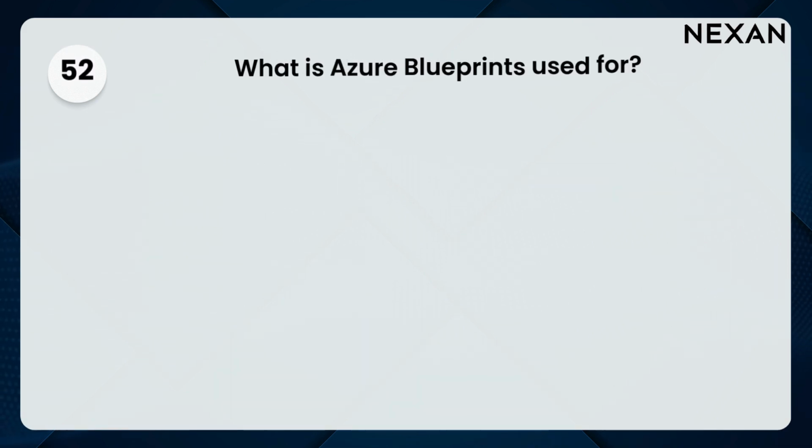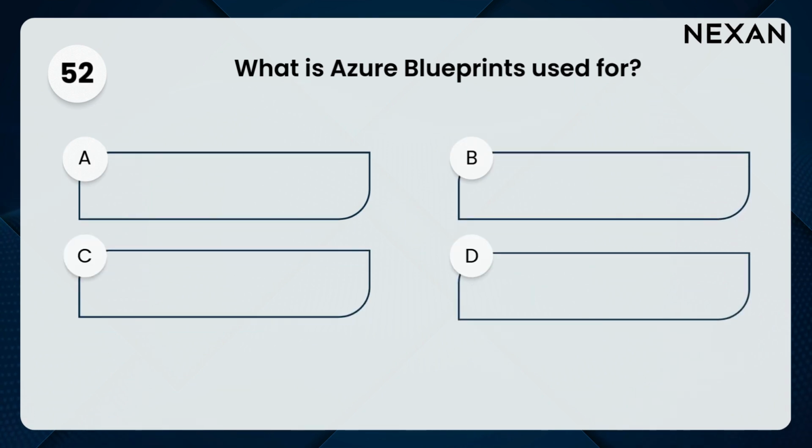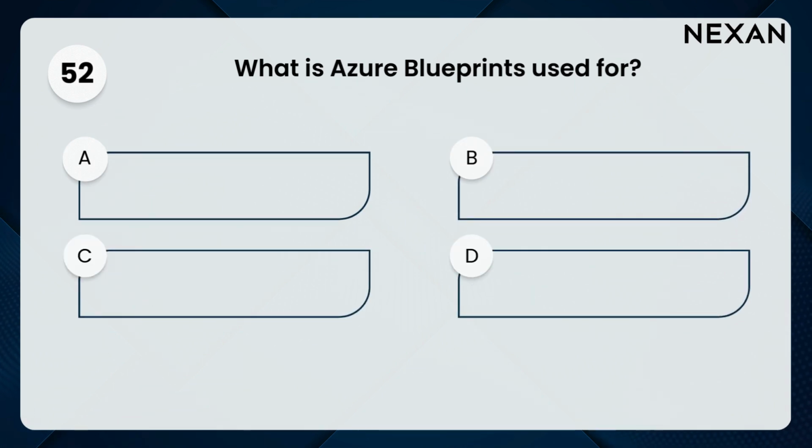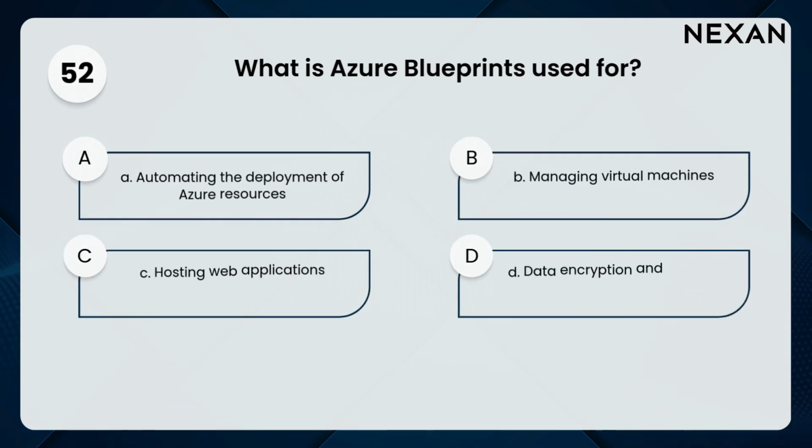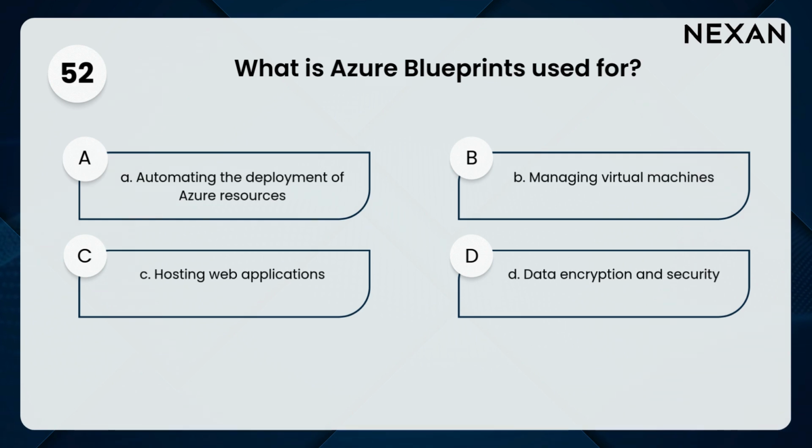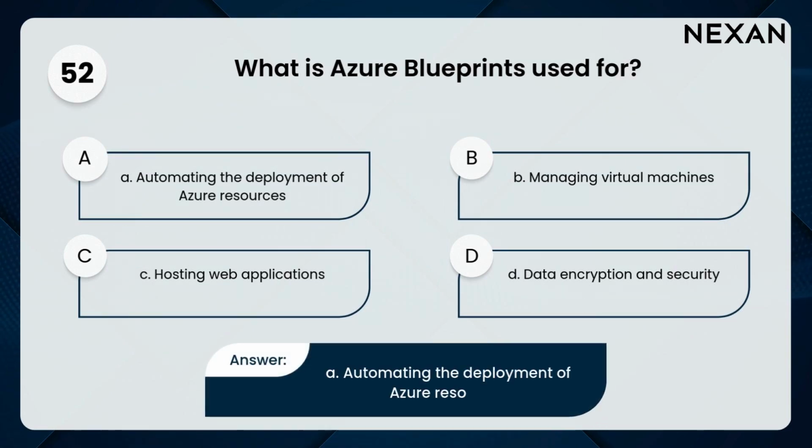52. Azure ExpressRoute is primarily used for: A. Creating private network connections to Azure services, B. Web application hosting, C. Large-scale data storage, D. Managing virtual networks. Answer: A. Creating private network connections to Azure services.